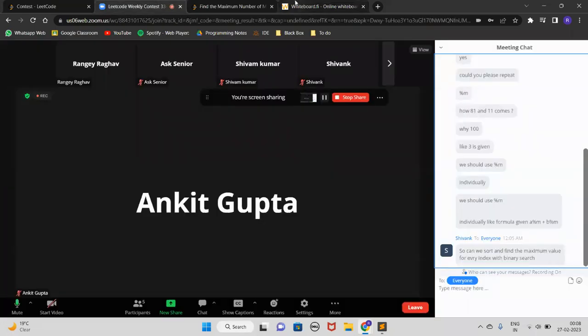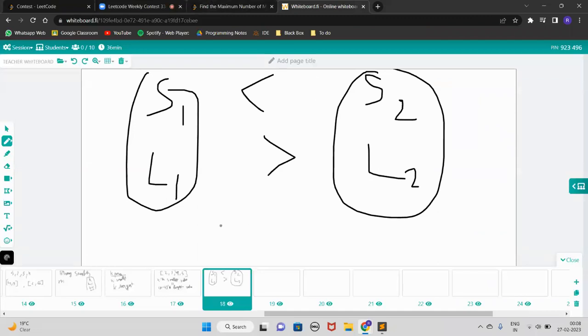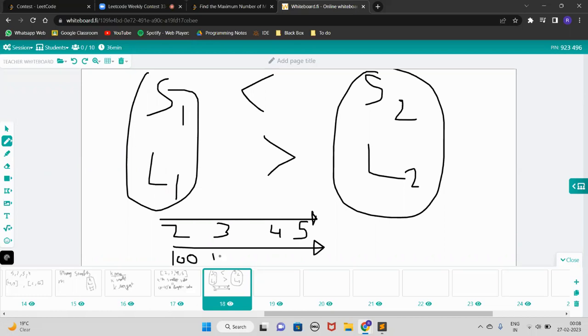Is this clear? What kind of pairing are we doing? The smallest ones will be in ascending order, for example 2, 3, 4, 5, and the largest are also in ascending order, let's suppose 100, 101, anything. So both of them are in ascending order: the k smallest values and the k largest values.